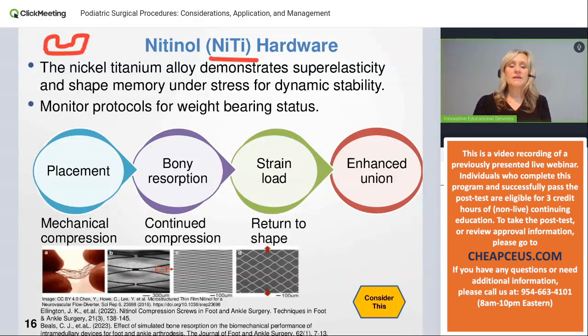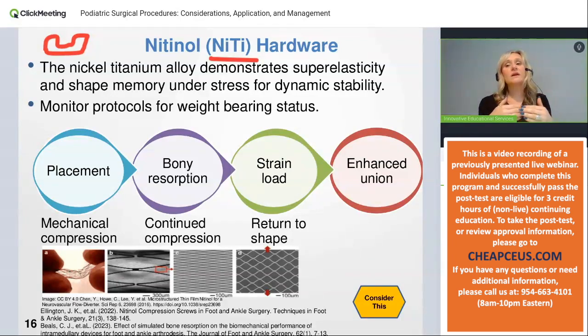What they're finding is that as there's bony reabsorption around these different types of nitinol hardware that are utilized even to stabilize fractures, it will still continue to give the compression, and then it can accept the strain loads and be dynamic at the same point in time. So we're seeing for arthrodesis, fracture, ligament stabilization, that this is an advancement that helps.